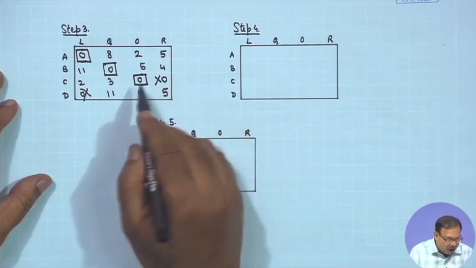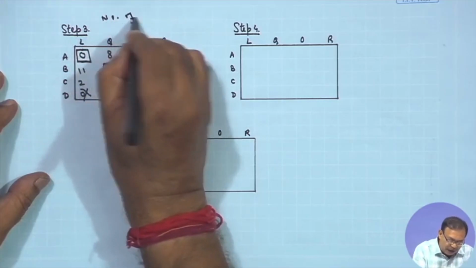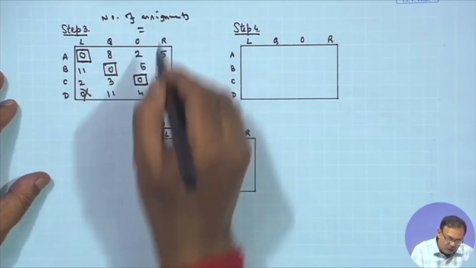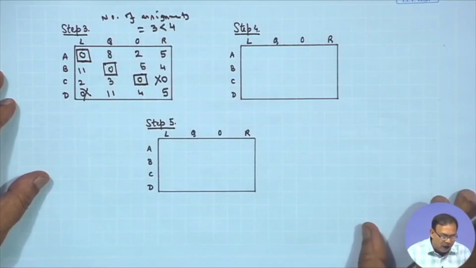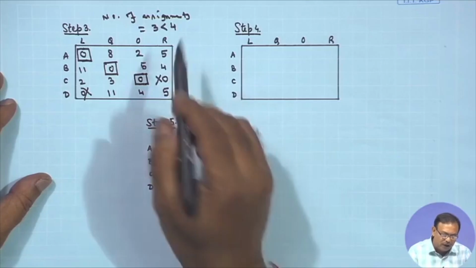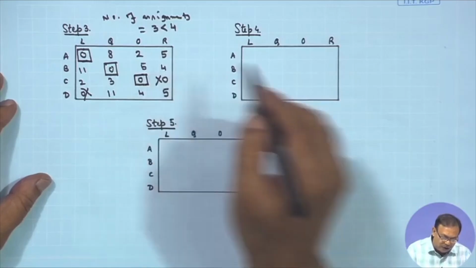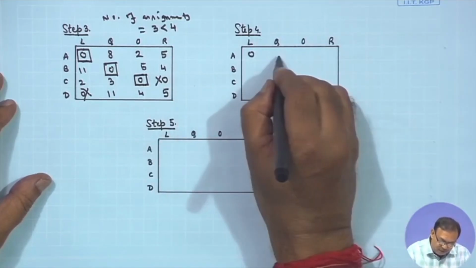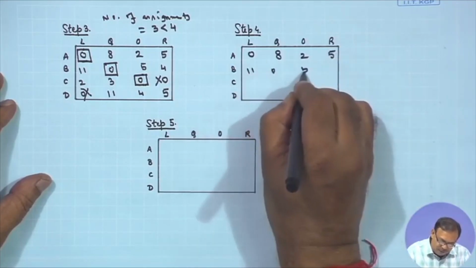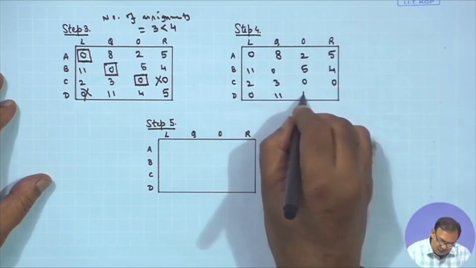Now, if you check, no zeros are left behind; either we have put it under a square or we have crossed it. But here you see, the number of assignments is 1, 2, 3, which is less than 4, because I have to make 4 assignments over here. So this is not optimum. Let me write down in step 4 the earlier one: 0, 2, 8, 5, 11, 0, 5, 4 and 2, 3, 0, 0, 0, 11, 4, 5.